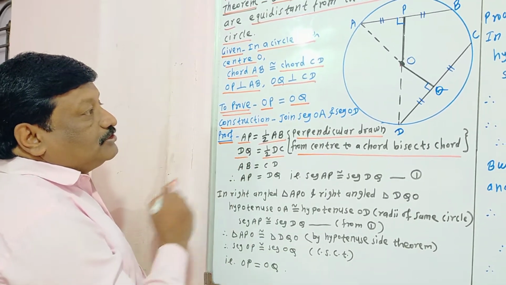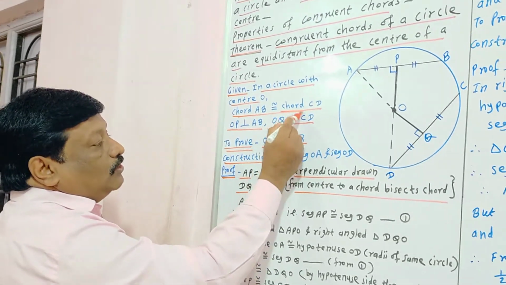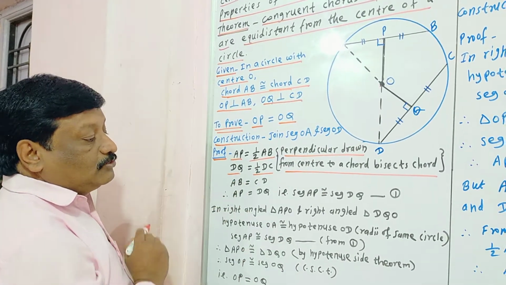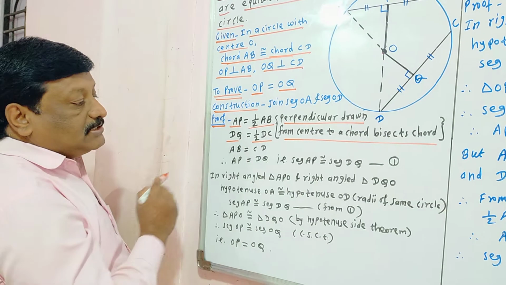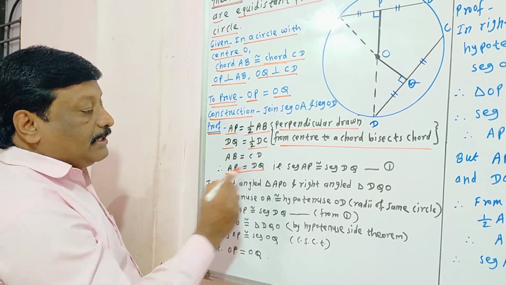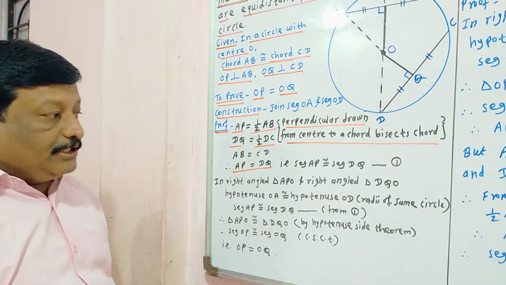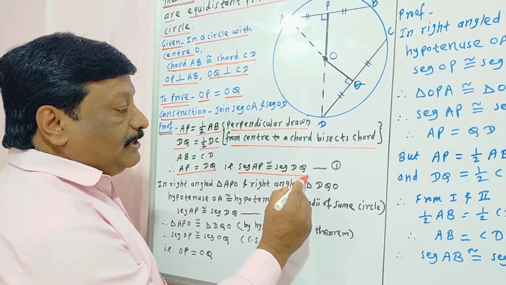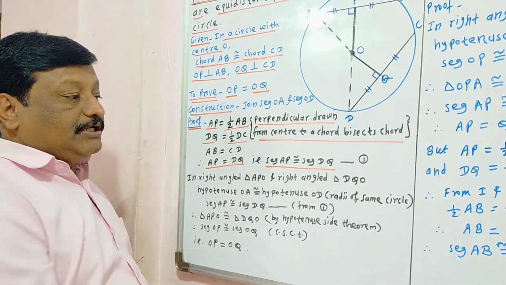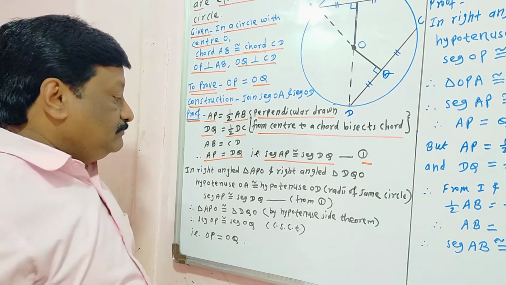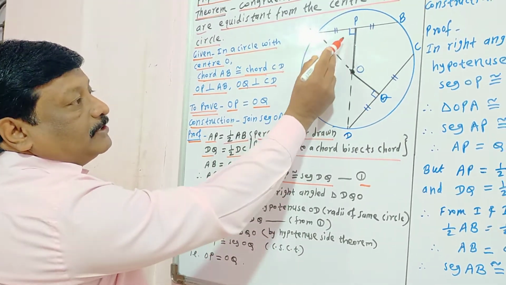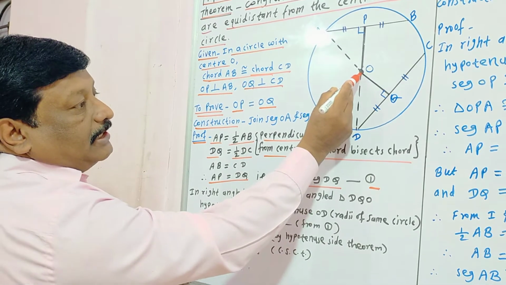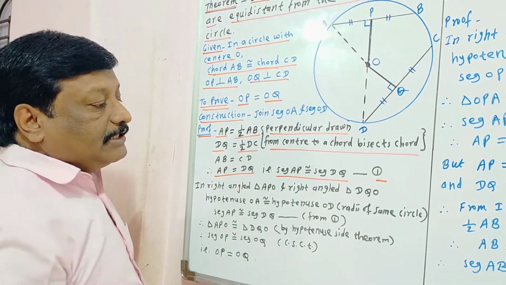But AB equal to CD, it is given here, chords are congruent. Therefore AB equal to CD. If AB and CD are equal, then their half parts are also equal. Therefore AP is equal to DQ, that is seg AP is congruent to seg DQ. Give it number 1. Now here you see triangle OPA is a right angle triangle. Then triangle OQD is also a right angle triangle.